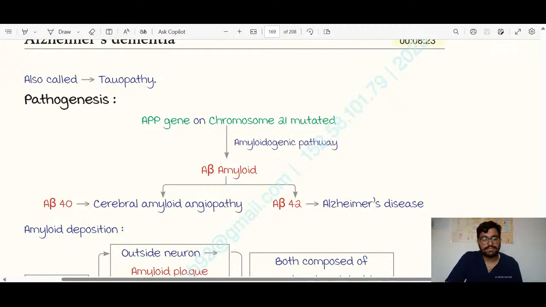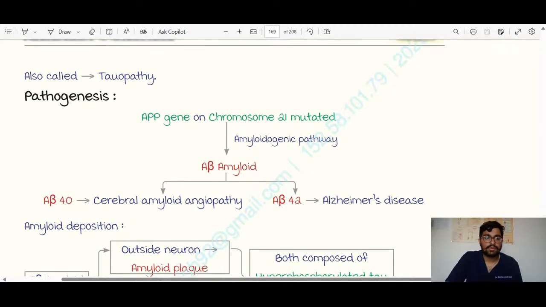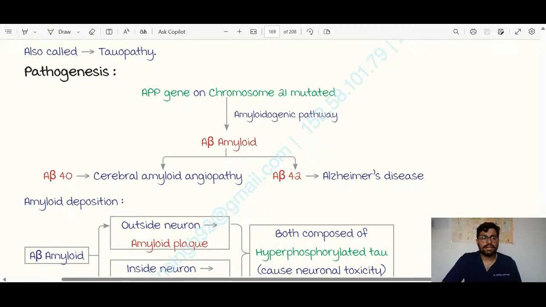Guys, first of all, I discuss Alzheimer's dementia, also called tauopathy. There is a degeneration or accumulation of protein in the brain, known as tauopathy, so tau protein will accumulate. What is the pathogenesis? When the APP gene on chromosome 21 is mutated, the amyloidogenic pathway forms A beta amyloid. It results in two parts: A beta 40 results in cerebral amyloid angiopathy, and A beta 42 results in Alzheimer's disease.